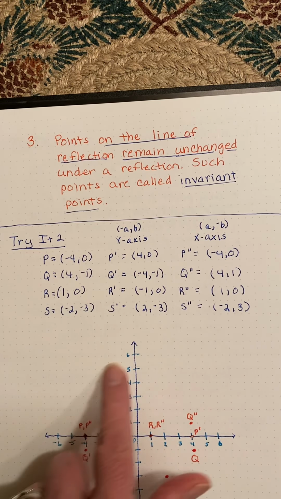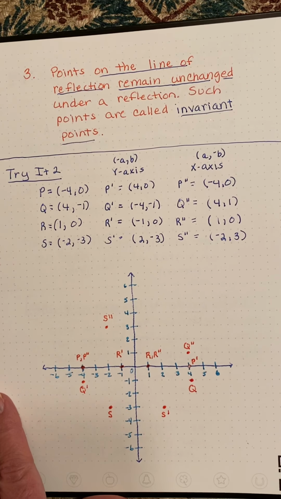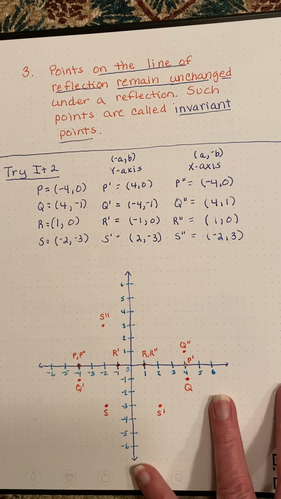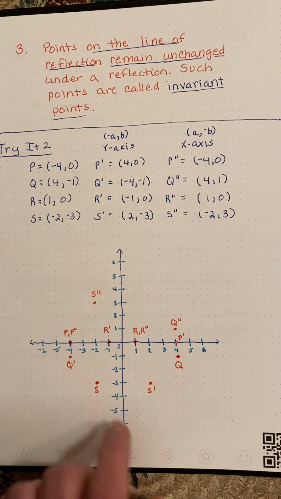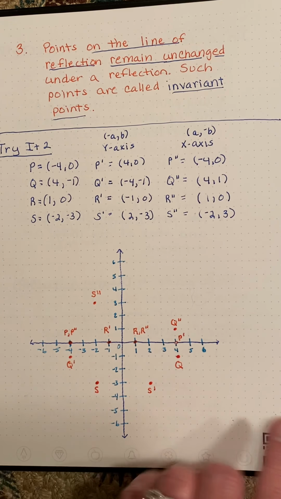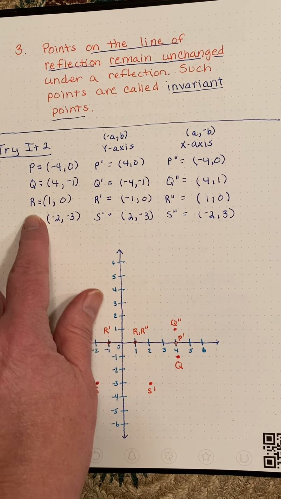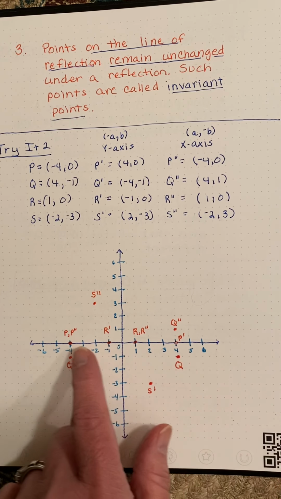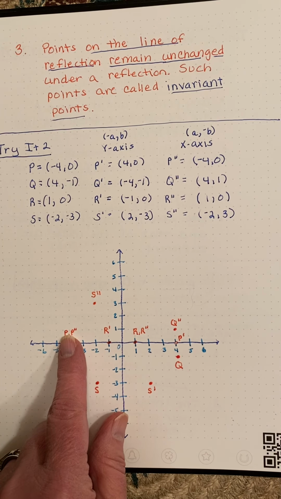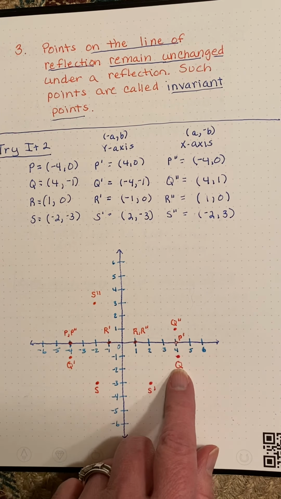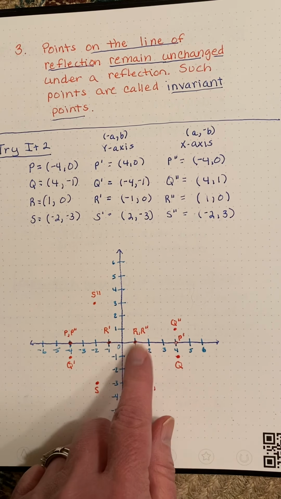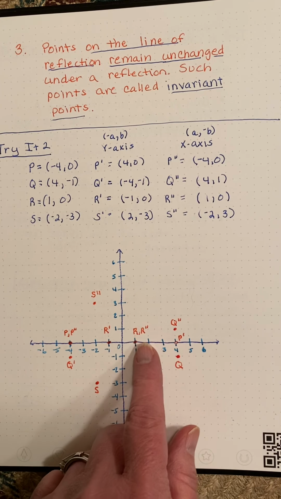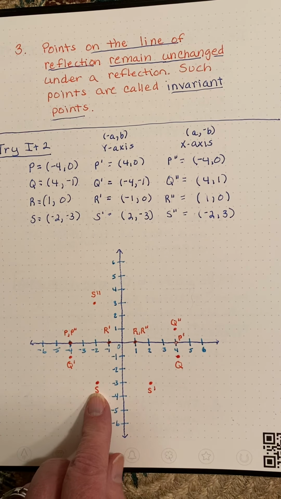So I would make my graph. And if you can kind of see, I have kind of a dotted graph on here. So I just quickly sketched it. And I placed these solid points without any tick marks on my line. So for example, negative 4, 0 is here. That's my P. 4, negative 1 is my Q. 1, 0 is right on the line. That's my R. And negative 2, 3 is my S.